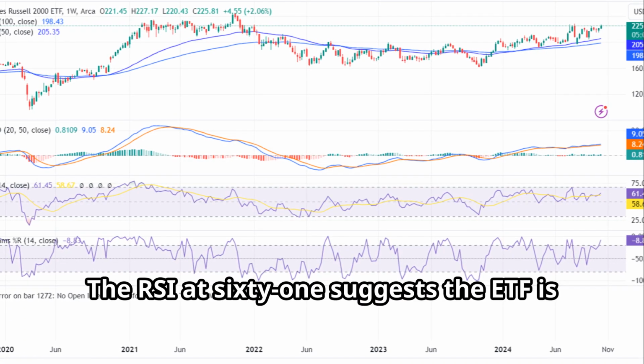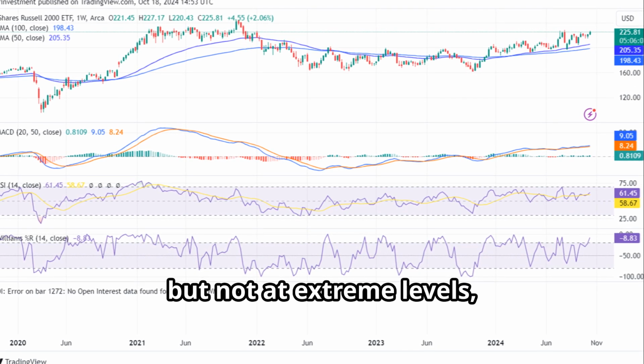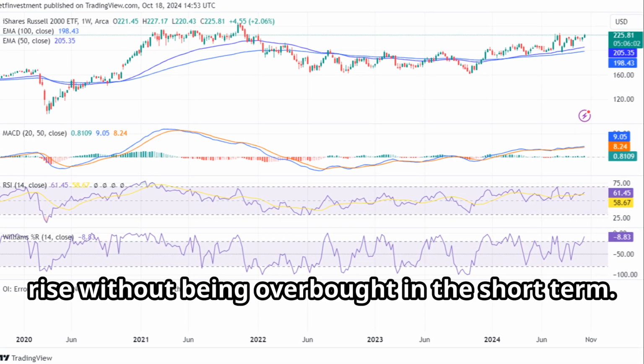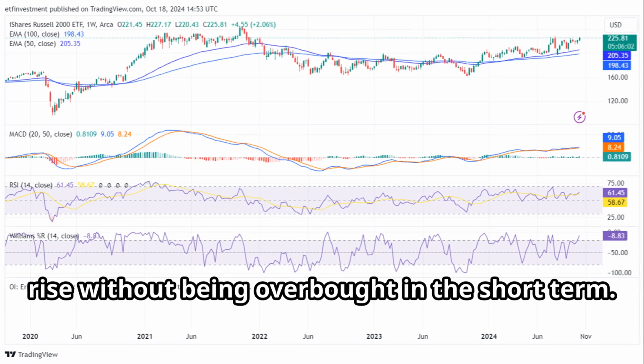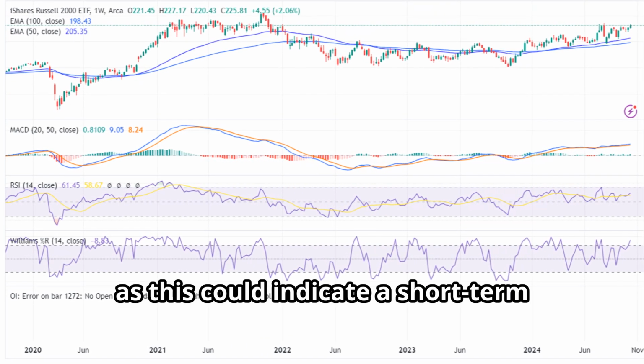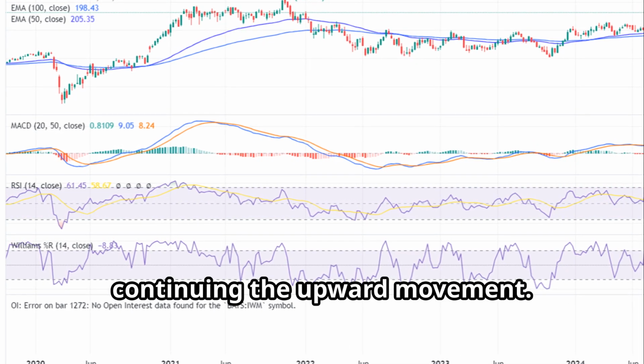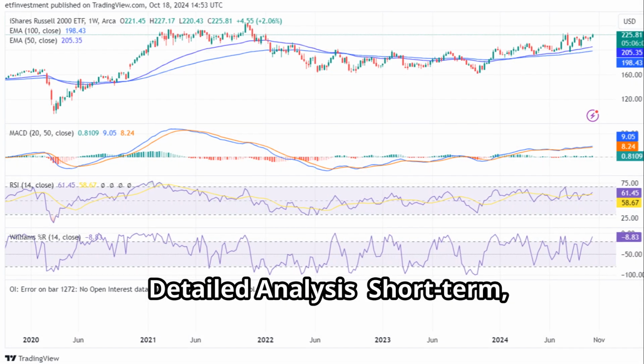The RSI at 61 suggests the ETF is in bullish territory, but not at extreme levels, meaning that the price could continue to rise without being overbought in the short term. The Williams %R being in the overbought zone suggests caution, as this could indicate a short-term pullback or consolidation before continuing the upward movement.